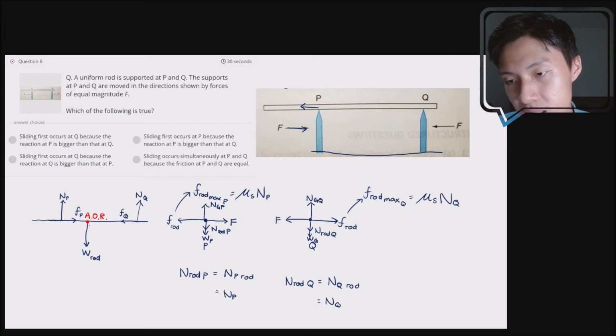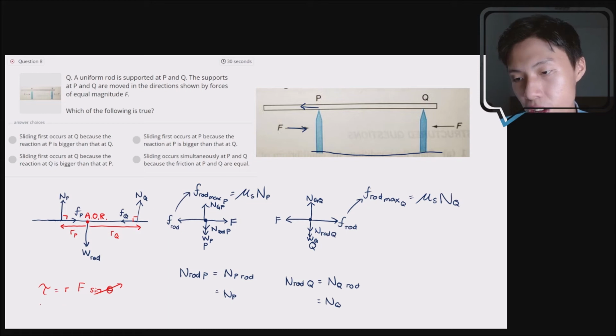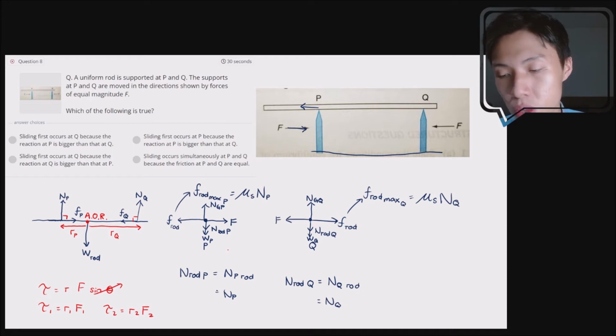If you take this point as your axis of rotation, you can see that the distance here, let's call it RQ, is much greater than RP. The equation for torque is R F sine theta, and in this situation everything is at 90 degrees, so you can remove the sine and are left with RF. Torque 1 will be R1 F1 and torque 2 will be R2 F2. I'm not considering direction now, I'm talking about the magnitude.